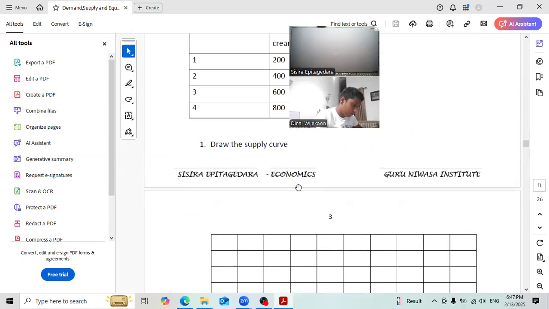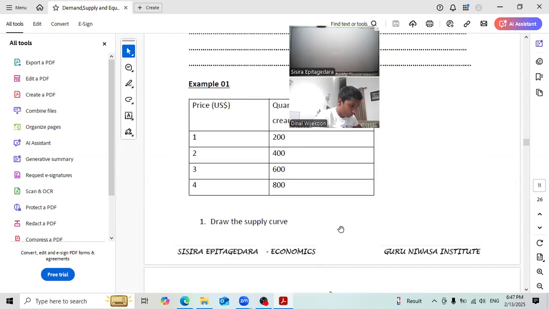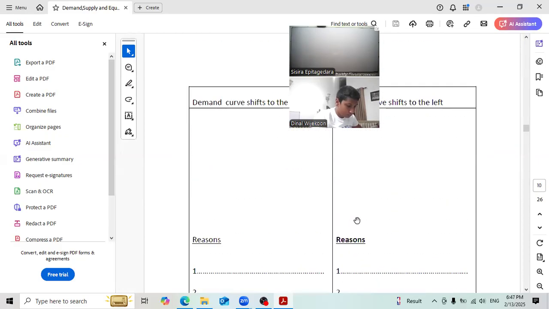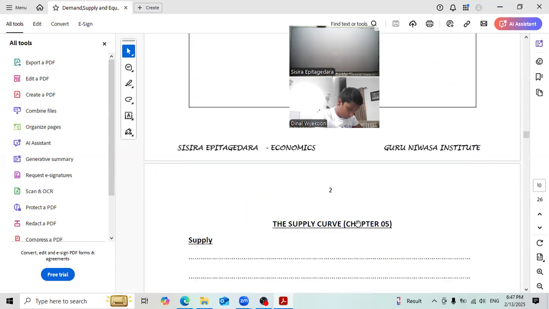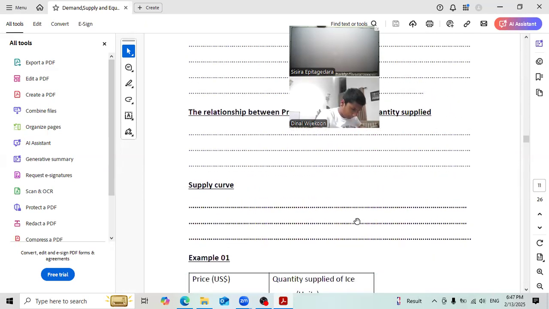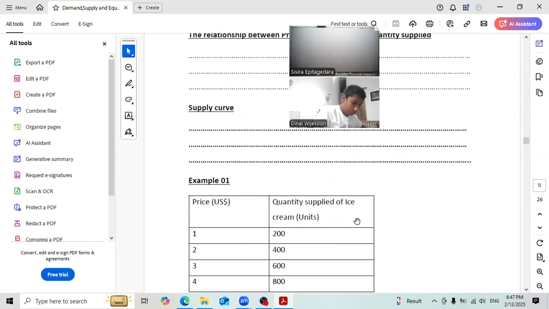Dinal, page number actually should be page number, I think 12 or something, right? Page number 10, 11, right? Yes, sir.